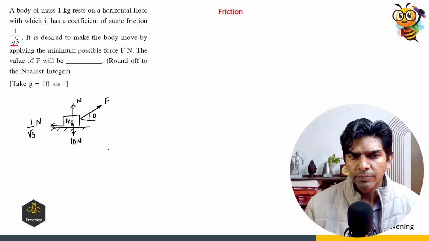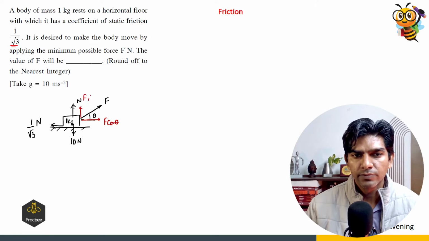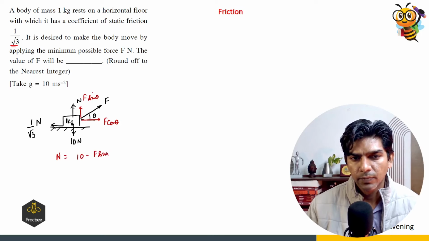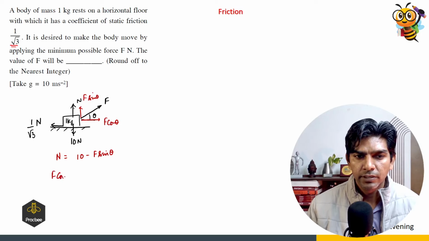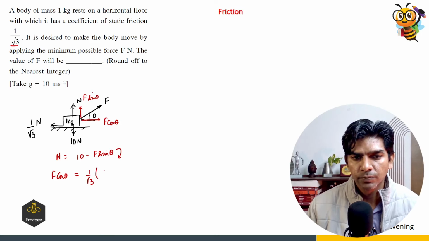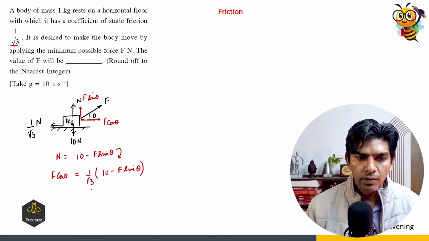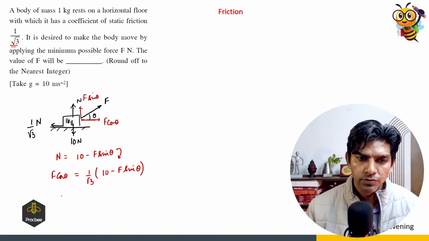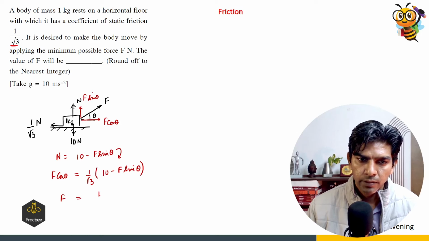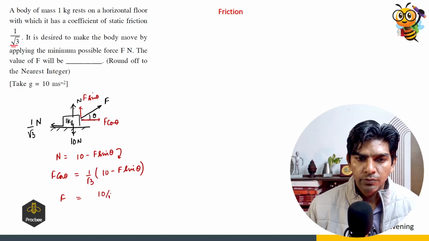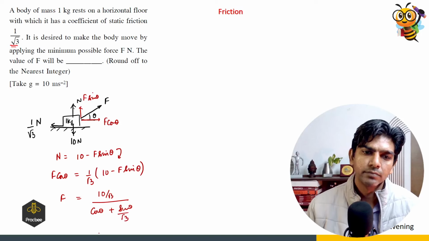So let me just quickly do the derivation. Here, this F will be having two components. This will be F cos theta, and this component will be F sin theta. So in the vertical direction, we can find the normal reaction, which will be 10 minus F sin theta. And in the horizontal direction, F cos theta must be balancing 1 by root 3 times the normal reaction, and normal reaction we can substitute from this equation. So that will be 10 minus F sin theta. Now from this we will get F as a function of theta. So we can write F will be 10 by root 3 divided by cos theta plus sin theta by root 3, right?